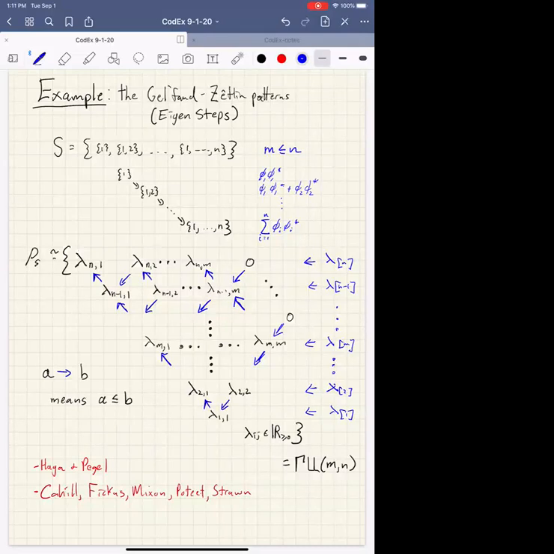So these are a well-studied object, and they've appeared in the frame literature in various places, in particular by Cahill, Fickus, Nixon, Poteet, and Strawn, and then also Haga and Pagel. This cone is the cone of non-negative real numbers that fit into a diagram like what I've drawn here, where every time you see a blue arrow, that means that the thing at the foot of the arrow is less than or equal to the thing at the head of the arrow.